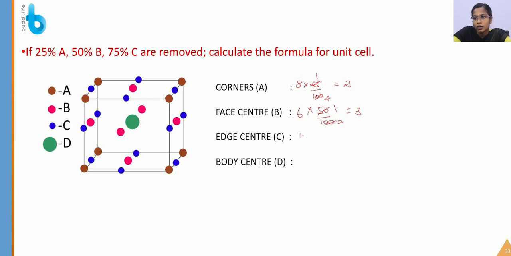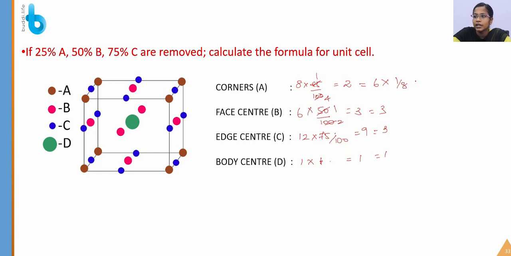Then the edge center atoms: 12 atoms are there, and we are going to remove 75% of the C atoms, so the answer is 9. We are going to remove 9 C atoms. And D atoms: we are not going to remove any, so D atoms will be as such. So 2 corner atoms are going to be removed. What will be the remaining corner atoms? 6. Already 6 face centered atoms are there, and we are going to remove 3, so the remaining 3 atoms will be there. In the edge center 9 atoms are going to be removed, so 3 atoms will remain, and the body center atom we are not going to remove. So what is the contribution now?